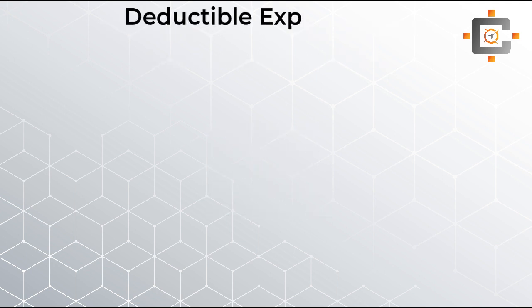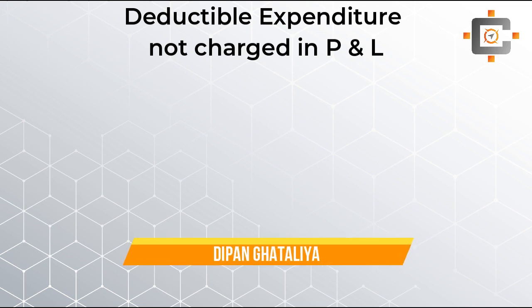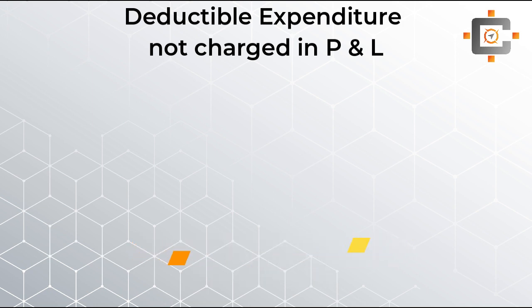And then, students, the last adjustment is the allowed expenditure which is not charged in the P&L. Generally, businesses charge all the expenditure. They usually never forget to charge any expenditure. But still, students, here are some examples which are allowed under the tax laws, but you will not find them in the P&L. Now let's see what those examples are, students.